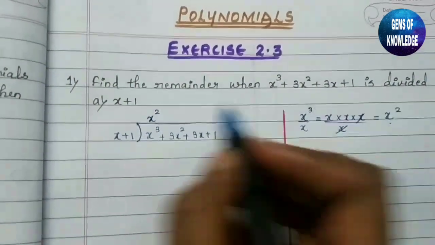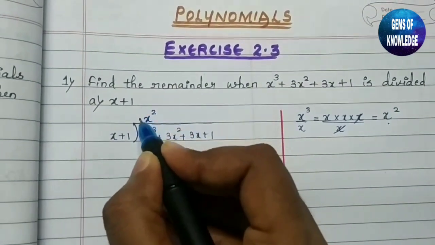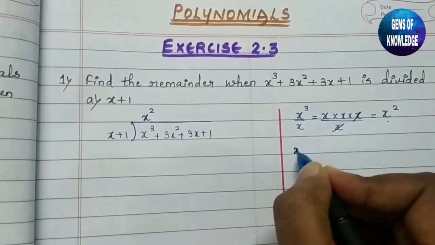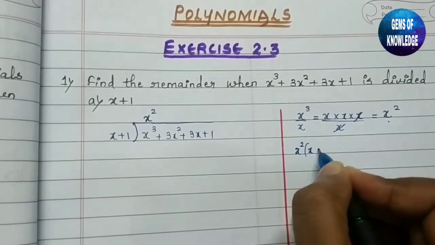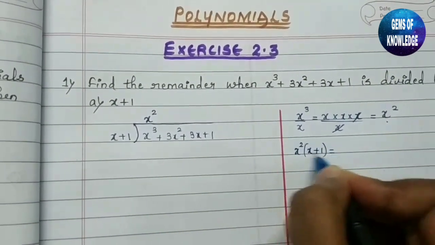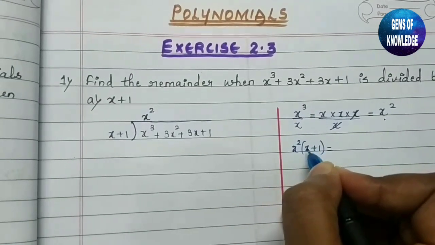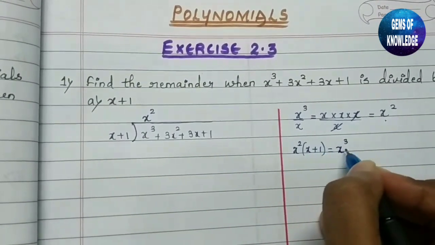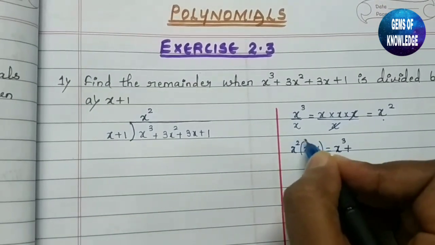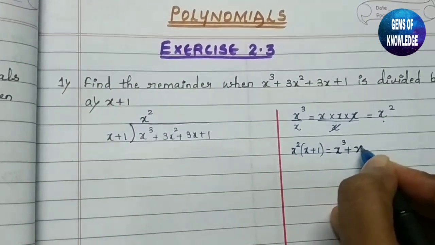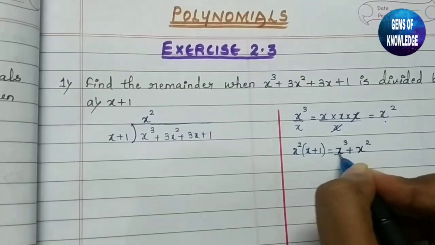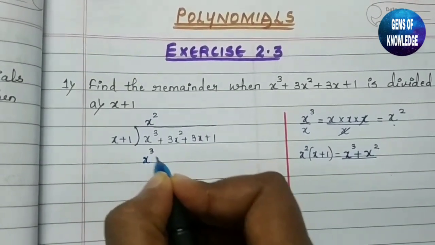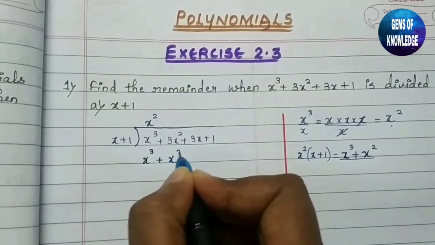Now this x square must be multiplied with this whole term. So let us multiply it here, x square into x plus 1. When we multiply this x square with this x, we get x cube, this plus will be as it is, and x square into 1 will be x square. So x cube plus x square must be written here.